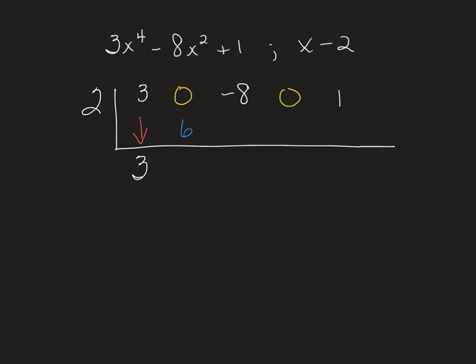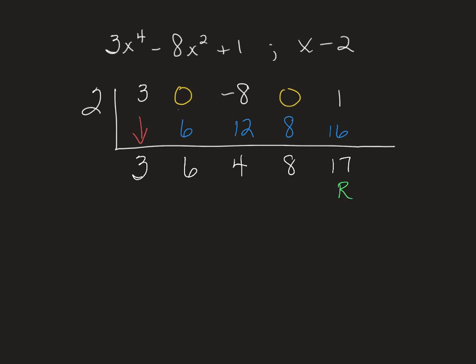2 times 3 is 6. Add coming down is 6. 2 times 6 is 12. Add coming down is 4. 2 times 4 is 8. Add coming down is 8. And 2 times 8 is 16. Add coming down is 17.